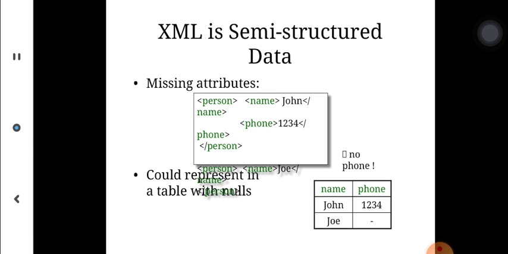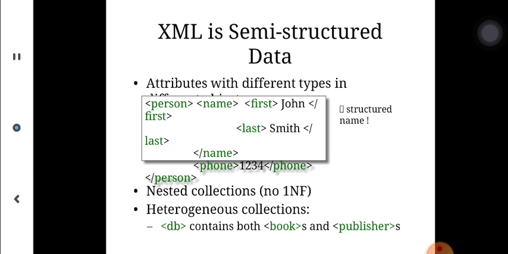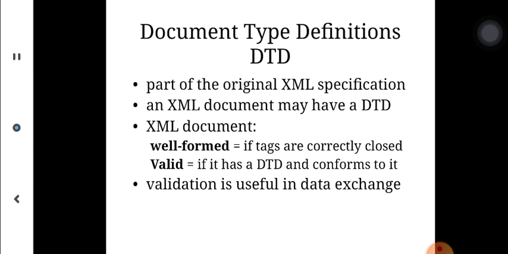Alright, so XML is semi-structured data. There are missing attributes you can check, which could be represented in a table format also. XML, you can understand that it's impossible in a table in terms of defining, when some of the columns are missing. So you can understand that attributes in different types you can have. There are nested attributes into first normal form, heterogeneous collections. This is something very important.